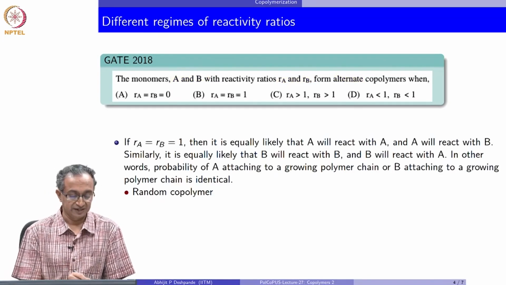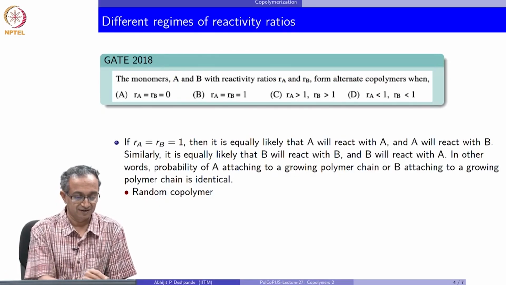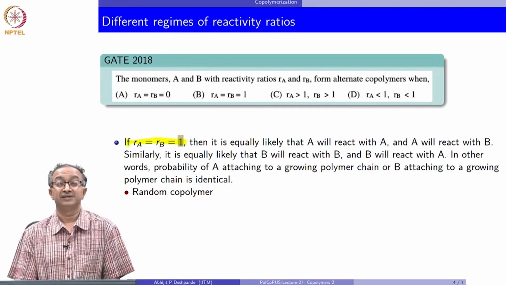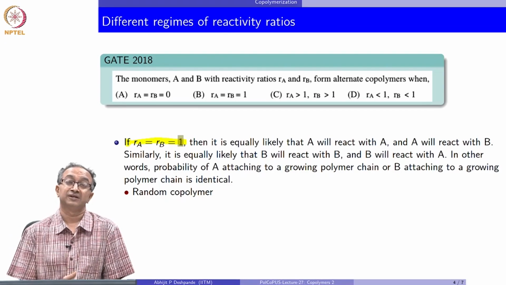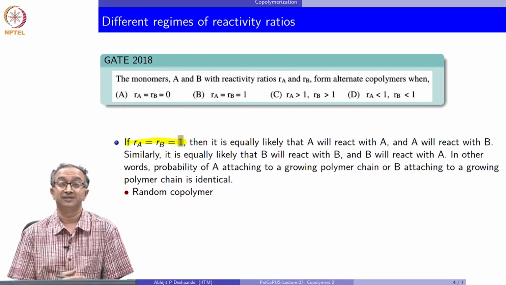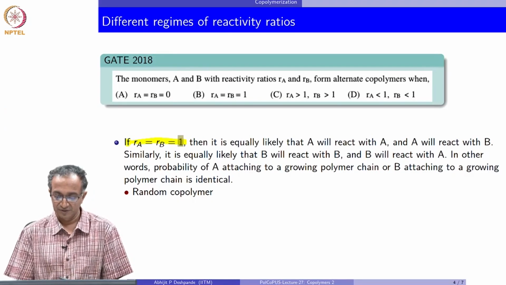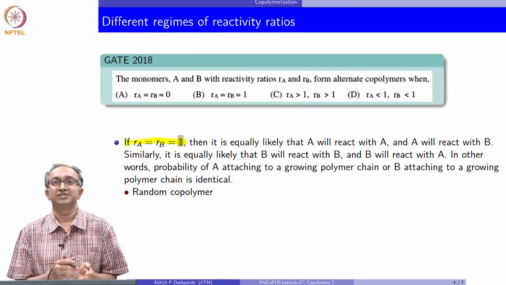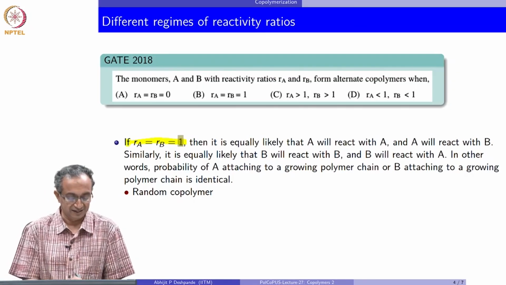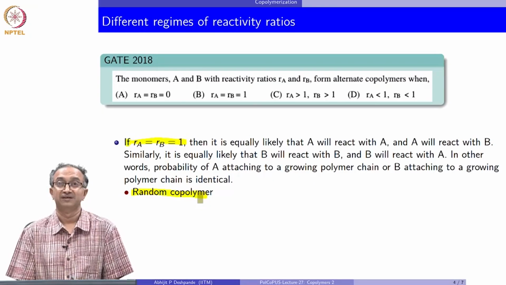I will just give you a hint related to the answer, which is not there: let us say Ra is equal to Rb is equal to 1, in which case all the rate constants are equivalent. So, the rate for A reacting to A is equivalent to A reacting to B and B reacting to A and B reacting to B. Therefore, if such a possibility is there, then basically any species can react with any other species, and in the end we will get a random copolymer. But in this question the target is an alternate copolymer. So, what should the reactivity ratios be?